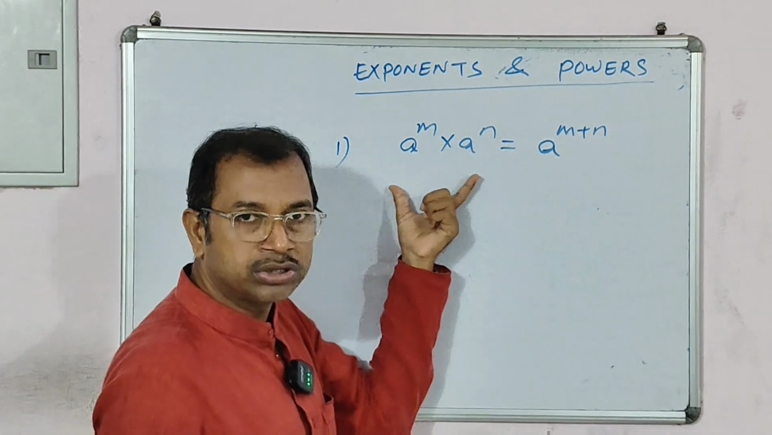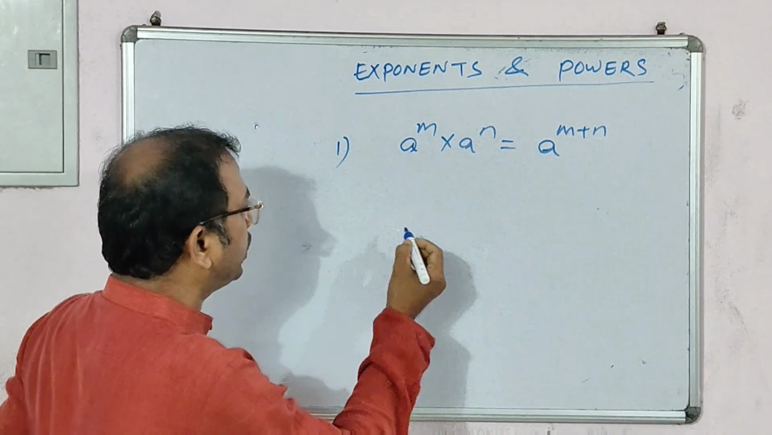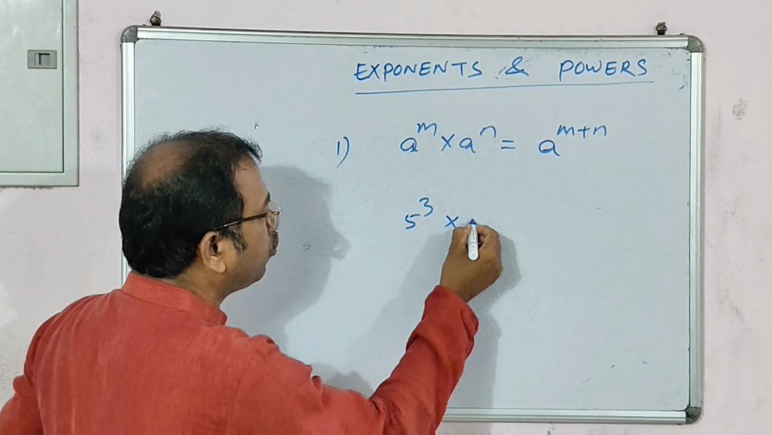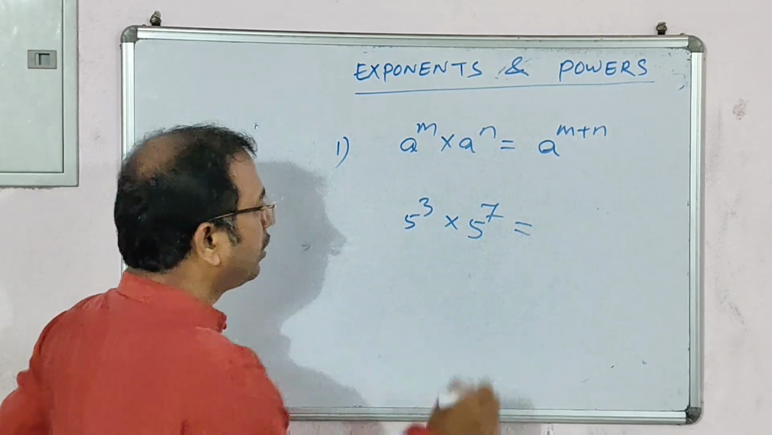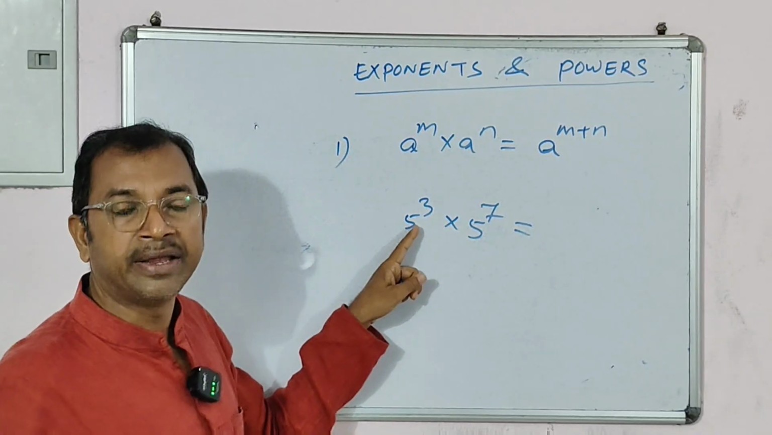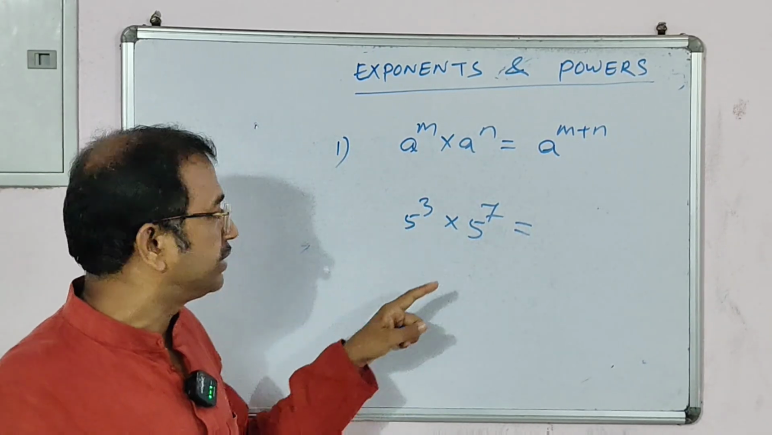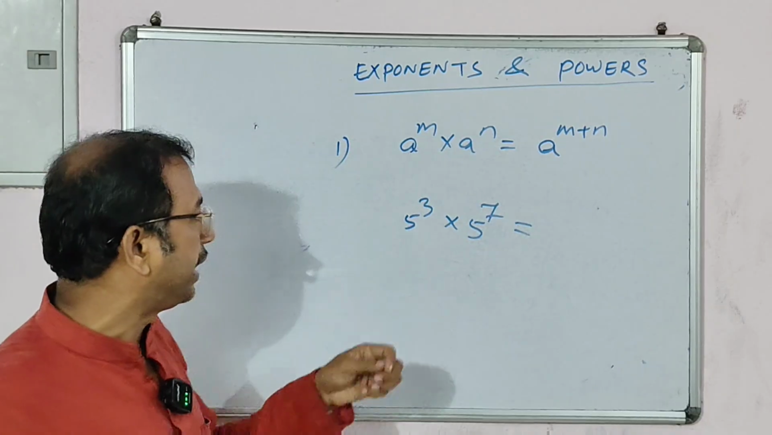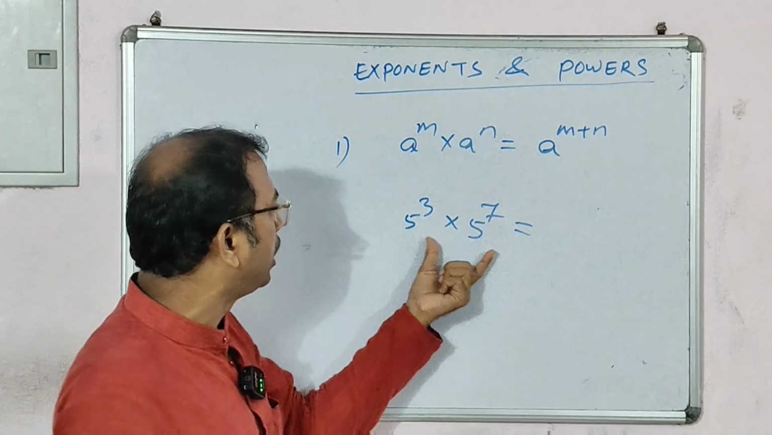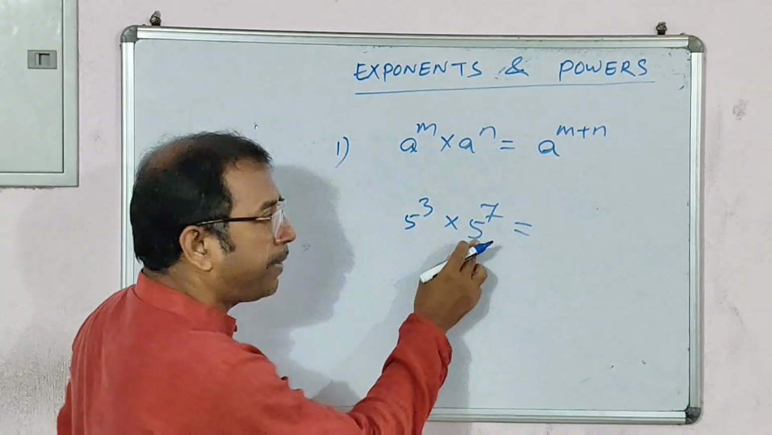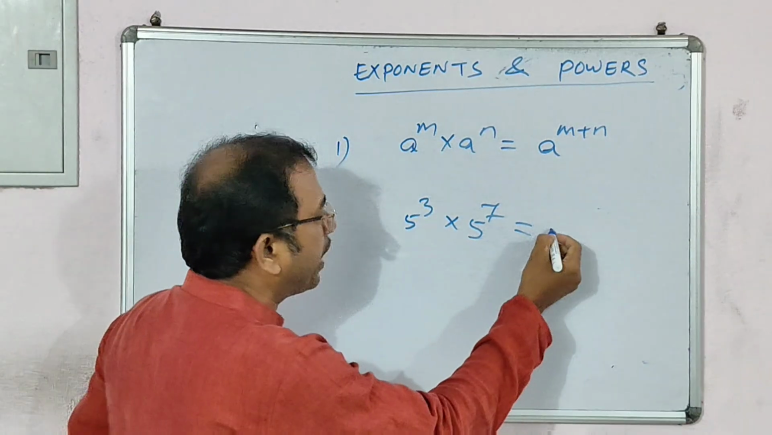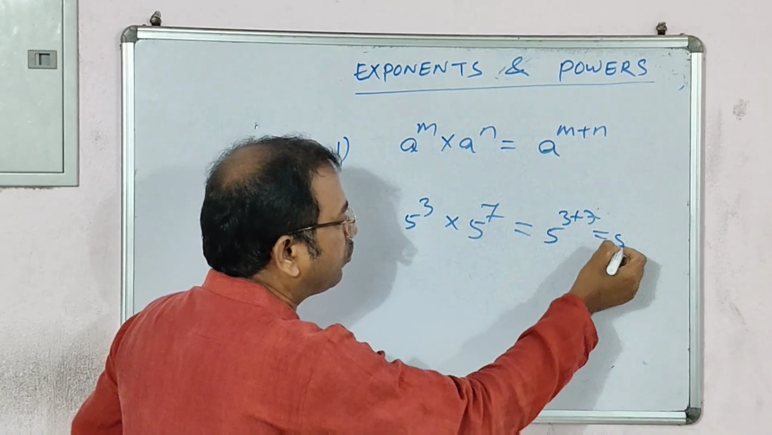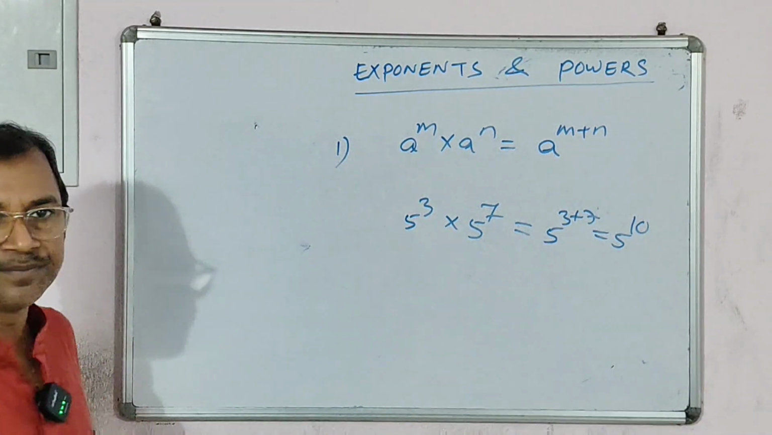Using this rule, just giving an example, do it. 5 to the power 3 into 5 to the power 7. 5 to the power 3 means क्या है? 5 is multiplied 3 times. Similarly 5 to the power 7 means 5 has multiplied 7 times. So when you multiply, what will do? Same base is there. So power should be added keeping the same base. 5 to the power 3 plus 7, 5 to the power 10. This is the rule number 1.